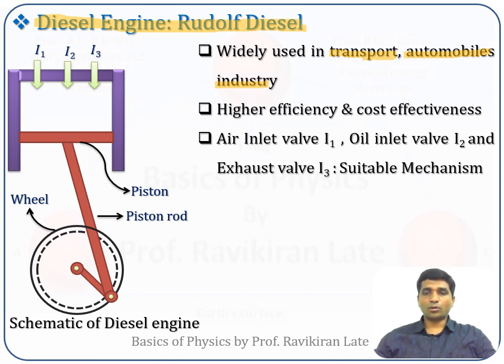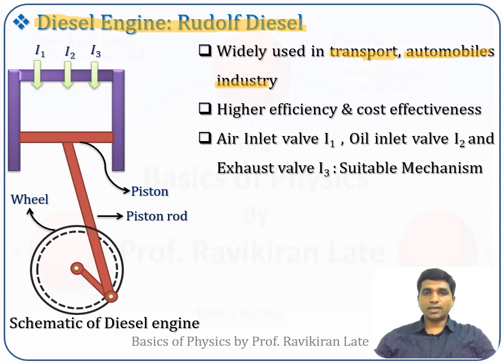Now if you consider how this diesel engine differs from a petrol engine or Otto engine: in the case of an Otto engine we had seen there were two valves, I1 and I2. In the case of a diesel engine, instead of two there will be three valves. One is for the air inlet, another is for the oil inlet, and the third one is for the exhaust valve. These valves are operated with a suitable mechanism for the smooth operation of the engine.